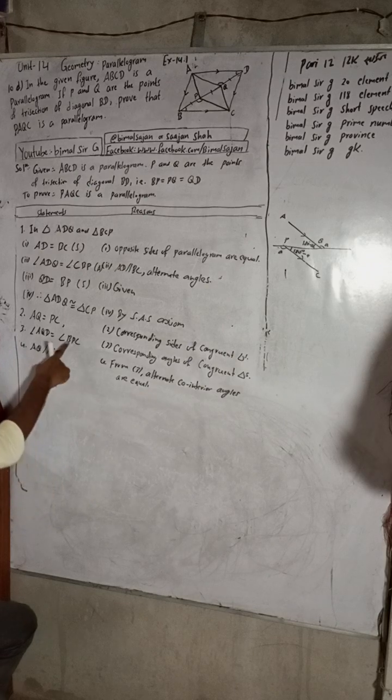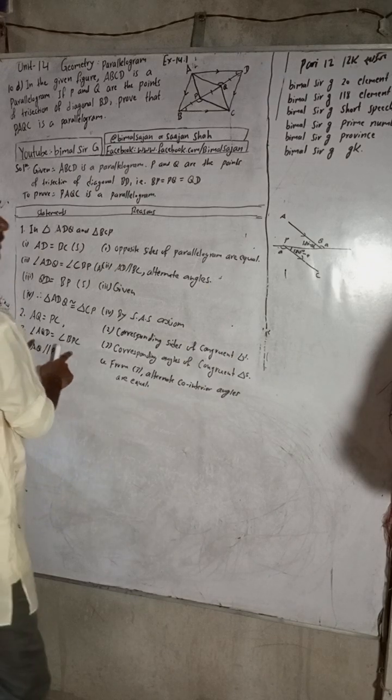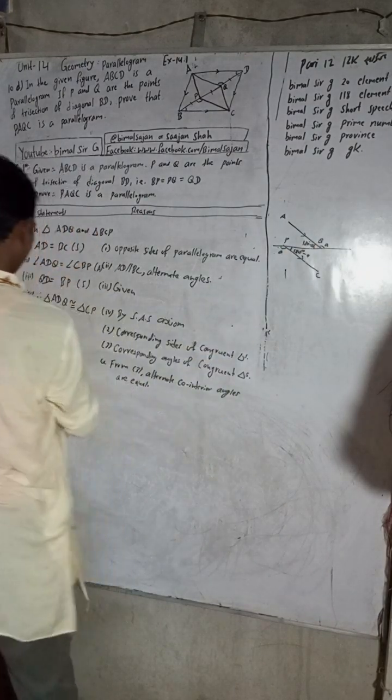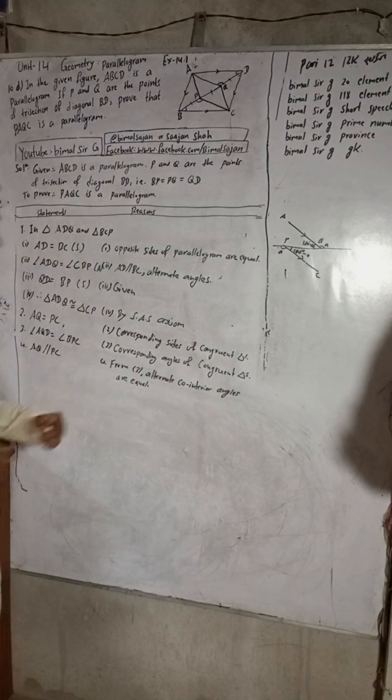Okay, this is alternate co-interior angles. Let me check the camera, whether it is seeing or not. Yes, you can view it in the camera. The writing is very small, but you should take the help of my audio.